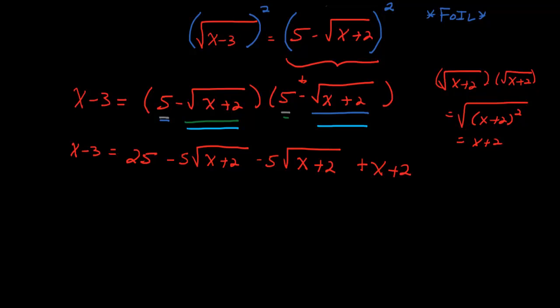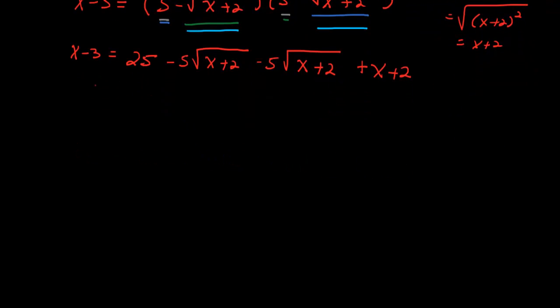So now what we're going to do is combine our similar terms on the right side. So I'm going to have x minus 3 equals 25 plus 2 gives me a value of 27. And then I'm going to have still plus an x. So I have plus an x. And then I have minus 5 square root of x plus 2 minus 5 square root of x plus 2 gives me minus 10 square roots of x plus 2.